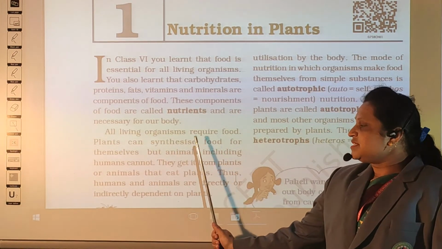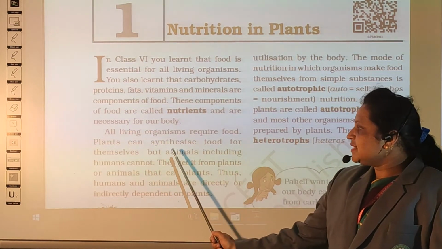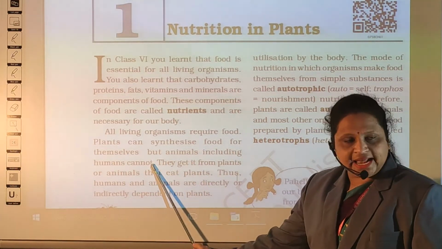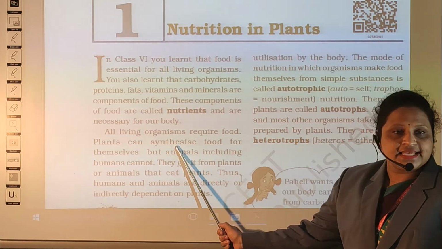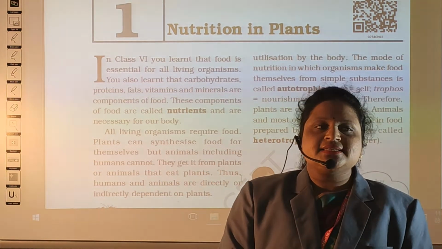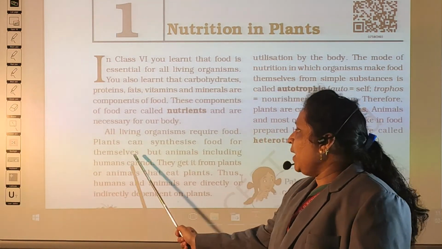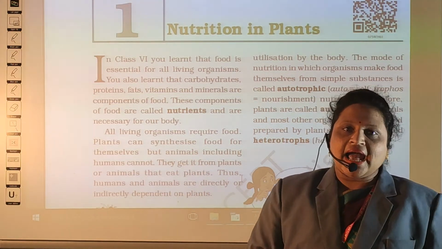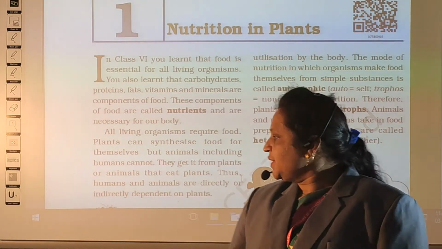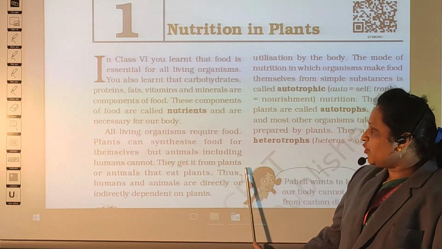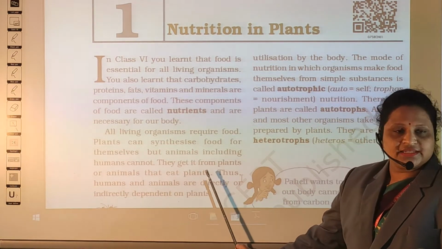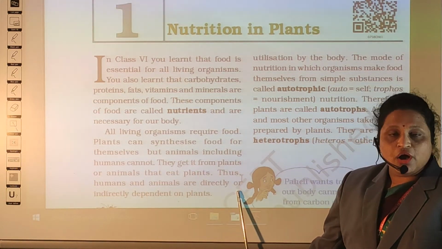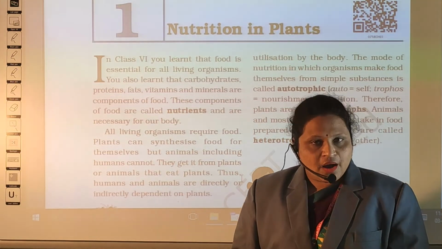All living organisms require food. Plants can synthesize food for themselves, but animals including humans cannot. So there is a new word, synthesis. What is meant by synthesis? Synthesis means making. So plants make their own food by themselves, but human beings and animals depend on plants. They also get food from plants or from animals that eat plants. Thus humans and animals are directly or indirectly dependent on plants.